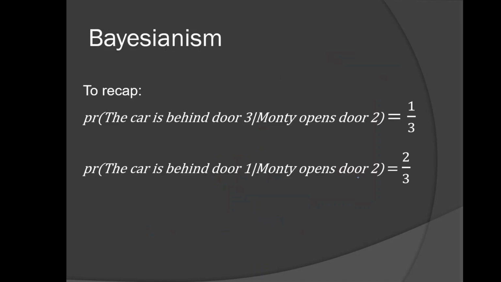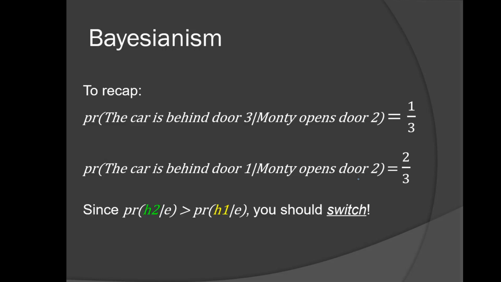To summarize, the probability that the car is behind door 3, your door, given that Monty opens door 2, is 1/3. That was the same as the prior probability. The probability that the car is behind door 1, given that Monty opens door 2, is 2/3. That's double its prior probability. And since the probability of H2 is greater than the probability of H1, you should switch.